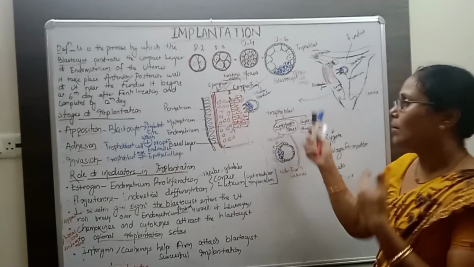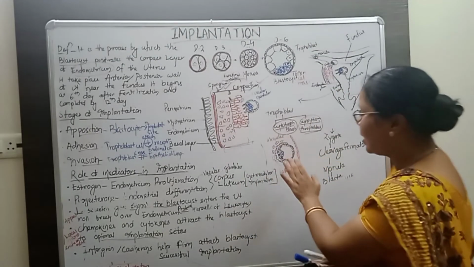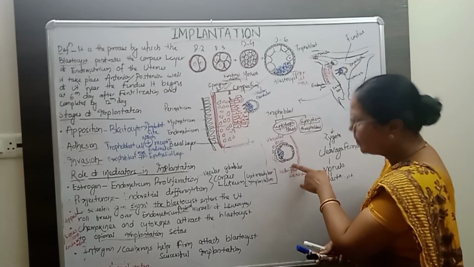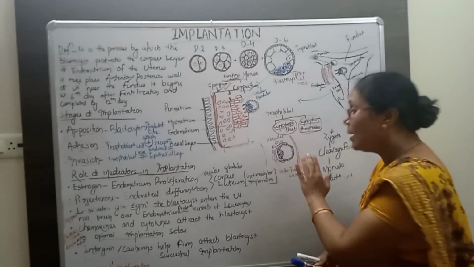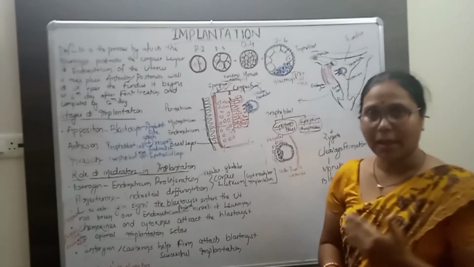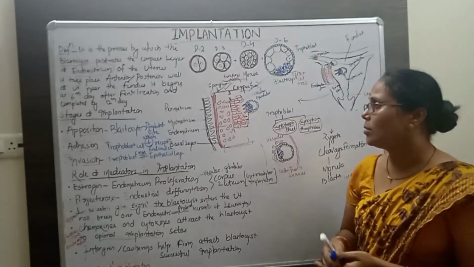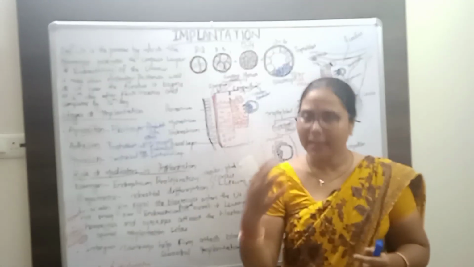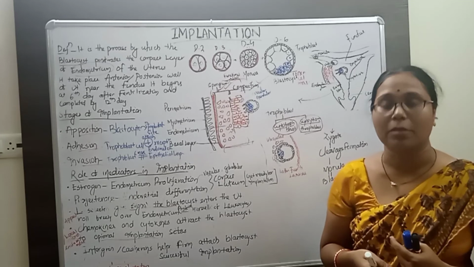So once the blastocyst has entered the endometrium, it is now completely inside the endometrium. Then the implantation process is completed. Next, development of the placenta and embryo will take place. In this video we only discuss the implantation process. In the next video we will discuss how the placenta formation takes place.